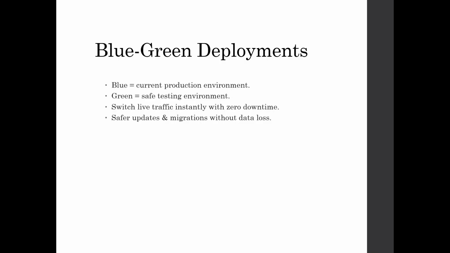Next, we'll see blue-green deployment. Blue is the current production deployment, and green is a safe testing environment. So you can switch traffic from blue to green instantly with zero downtime, zero data loss, and safe software upgrades. Both environments must be in the same AWS account.